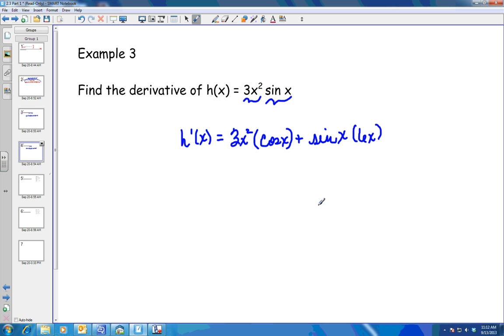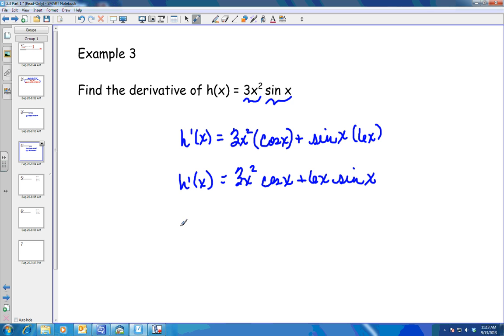Now, when we simplify this, if I have this 6x multiplied by sine x, we will always move that out to the front of our sine x. Remember, you can't multiply this x and 6x together. Those are completely separate things. So I would write my final answer like this. And that's what h prime of x is equal to.